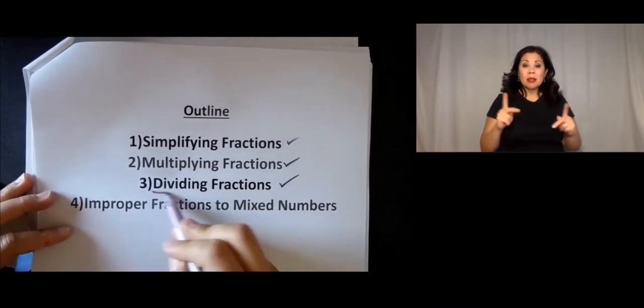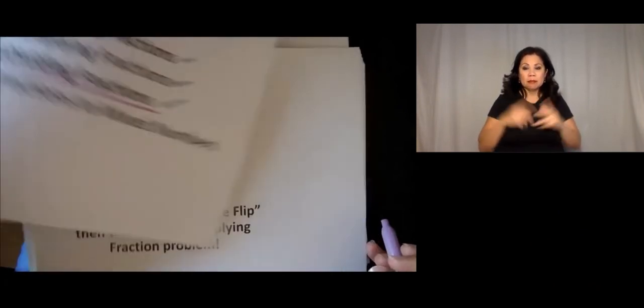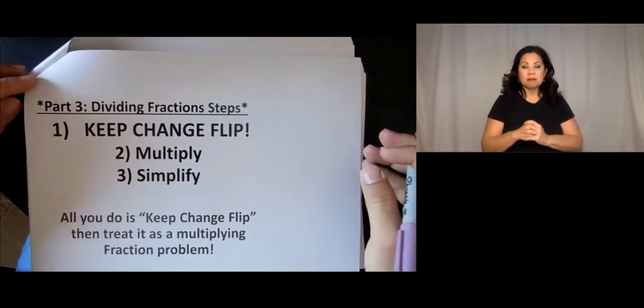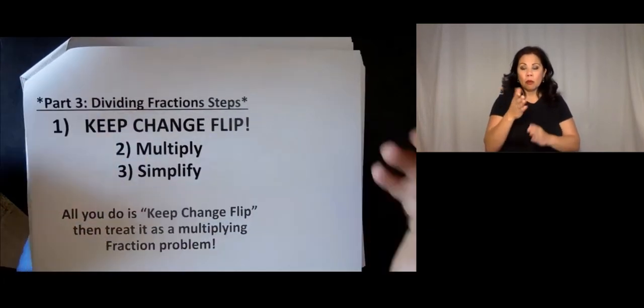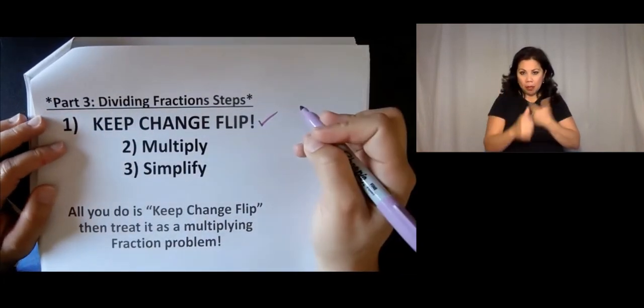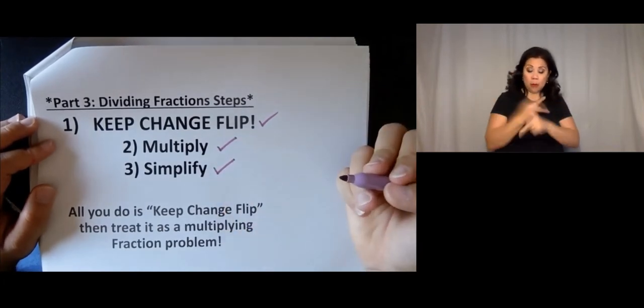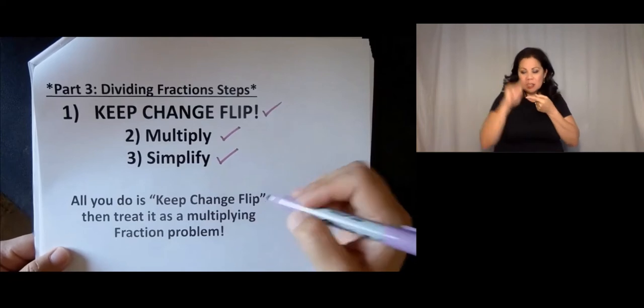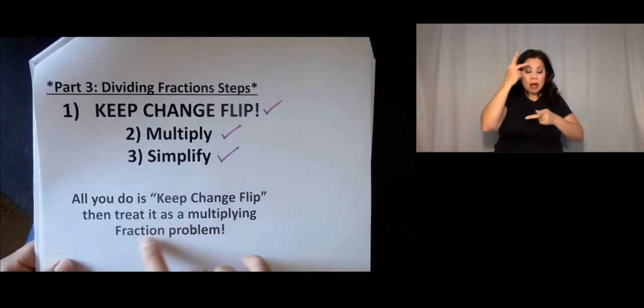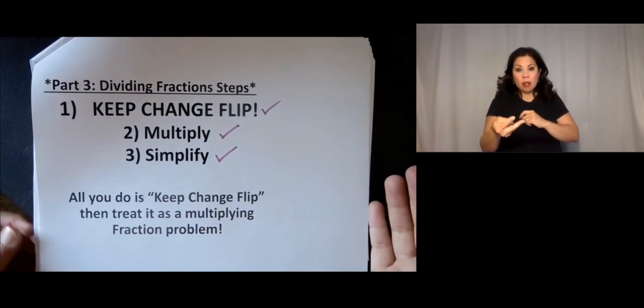All right, let's go on to dividing fractions. So there are three main things you need to remember. The first thing is keep, change, flip. Then multiply, then simplify. All right, so all you do is keep, change, flip, and then treat it as a multiplying fraction problem, because that's what's going to happen.